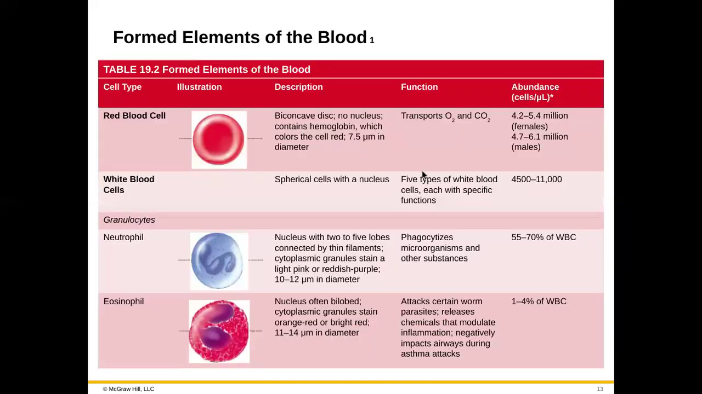So talking through all the different formed elements, we'll start with red blood cells and just give you a little bit more description of what they are, the functions, and the relative abundance. So red blood cells, biconcave disc, and there's no nucleus here. We'll see that when we go through the process of forming red blood cells, that they will lose the nucleus before they become mature. Contains hemoglobin. That's what's going to give it its red color. And its main function is to transport oxygen and carbon dioxide.